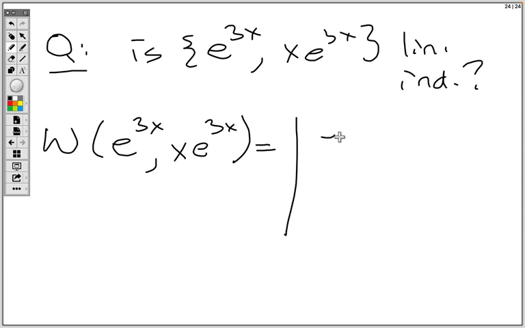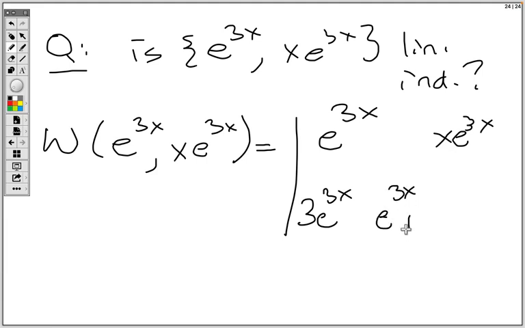So I put the functions in as is, the first row, and then their derivatives. The derivative of e to the 3x is 3e to the 3x. And once again, to take the derivative of x e to the 3x, what rule do we have to use? Product. Derivative of the first times the second, plus the first times derivative of the second. And now we do the Eric's zig minus zag.